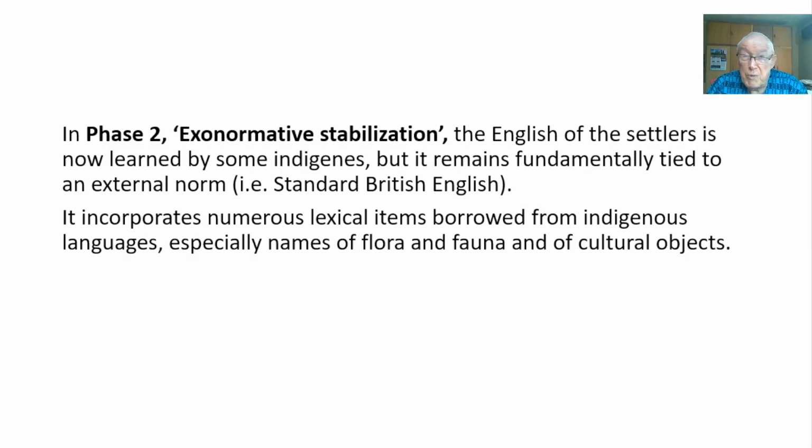In phase two, exonormative stabilization, the English of the settlers is now learned by some indigenes, but it remains fundamentally tied to an external norm, that is, standard British English. It incorporates numerous lexical items borrowed from indigenous languages, especially names of flora and fauna, and of cultural objects.